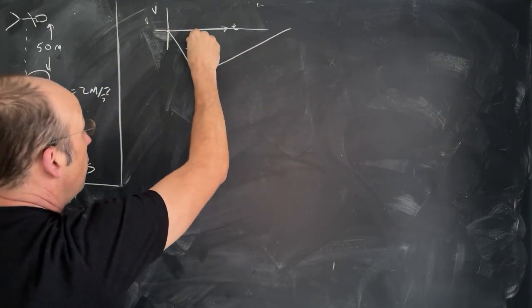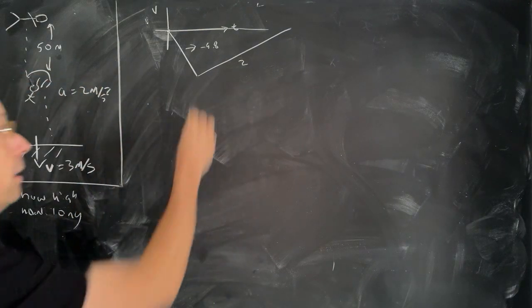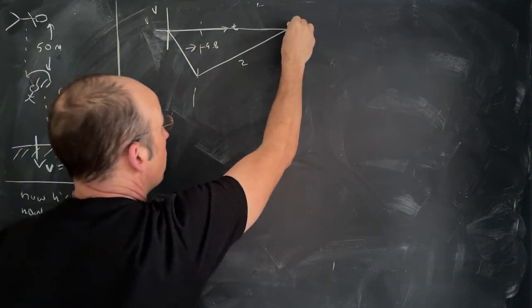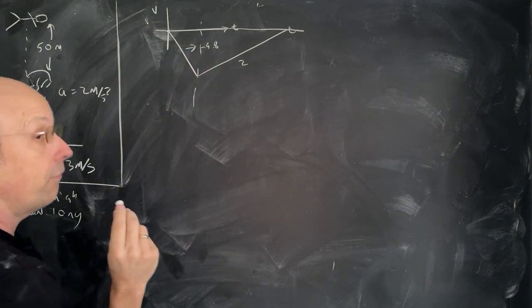And so you'll notice the slope of this is negative 9.8. The slope of this is 2. And these are our 2 points right here, right? And we want to know how long that whole thing takes, and we want to know how far they go.